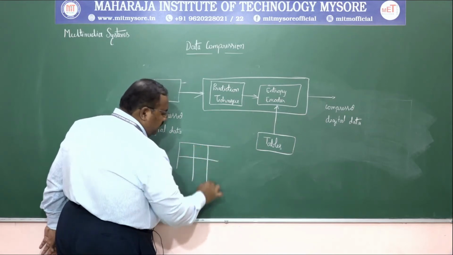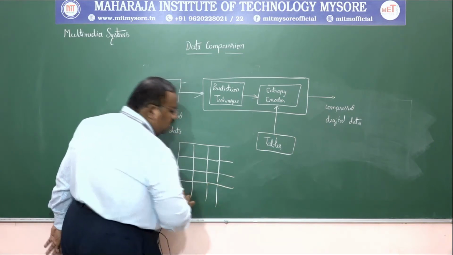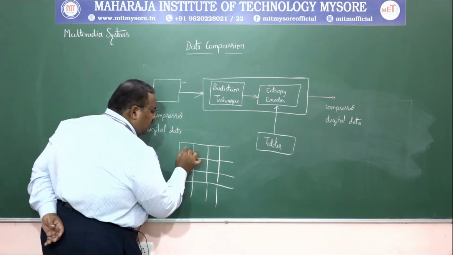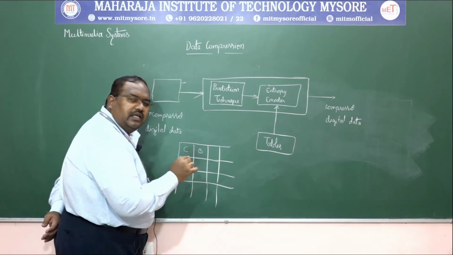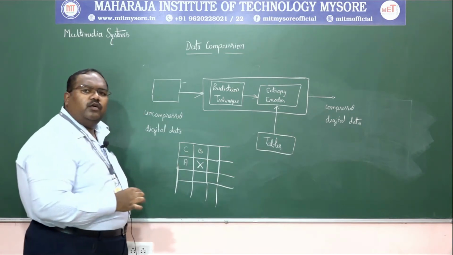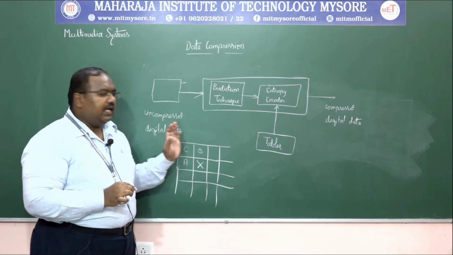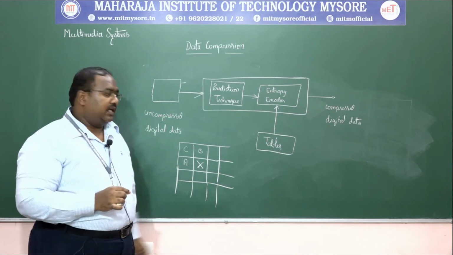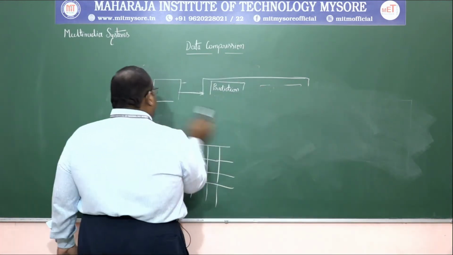Usually when we talk about an image, we always divide it into 8 cross 8 pixel matrices, and we work on that. Consider we have the pixel values C, B and A, but we want to find the pixel value of this cell, which we call X. We don't know the value of X, so we are supposed to predict it, and we create a table here. So here we say a prediction technique is being used. What is that prediction technique? I'll rub out this diagram and write this table here.